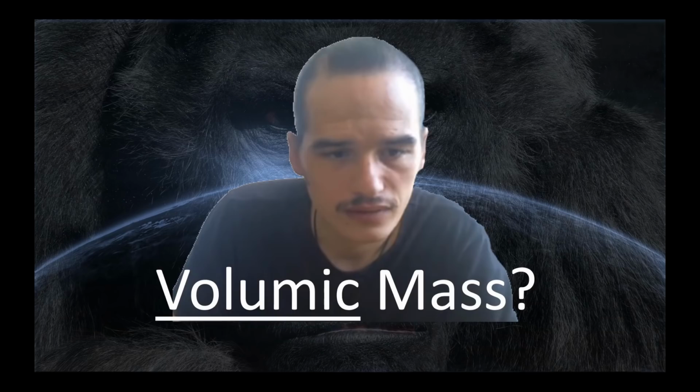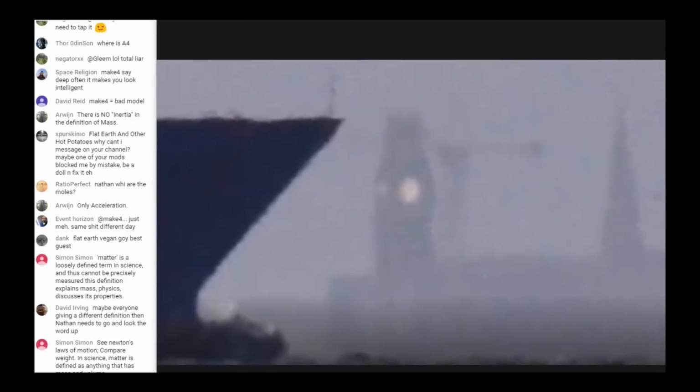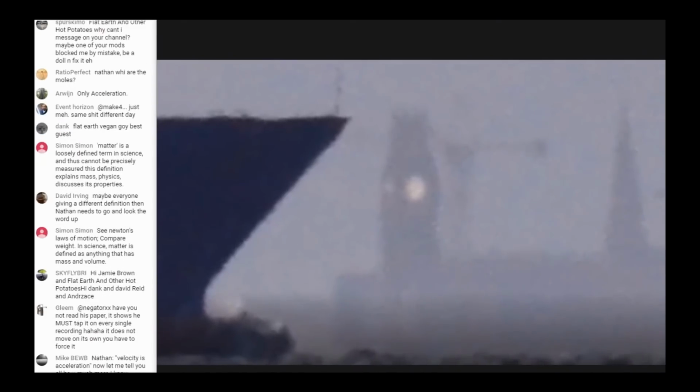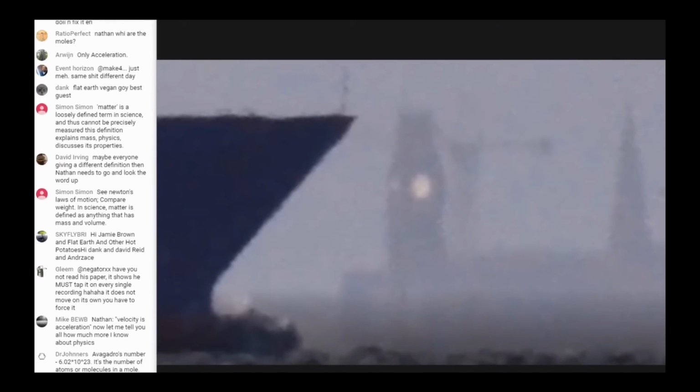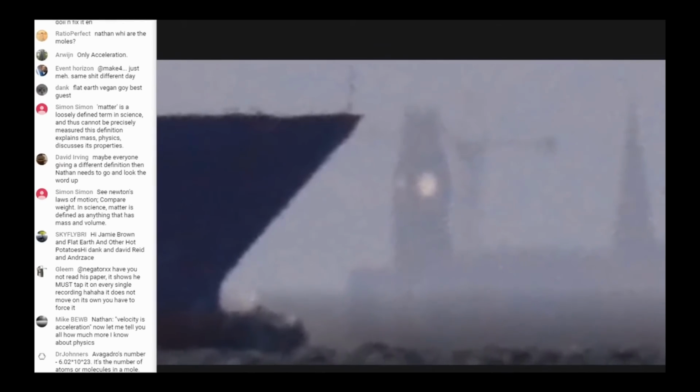What the hell is volumic mass? Are you trying to say volumetric mass, like volumetric mass density? What the hell are you talking about, Arwijn? Oh my God. Are there any tests or experiments to what you're talking about, Arwijn? Because we're hearing different alternative views, but are there any experiments?